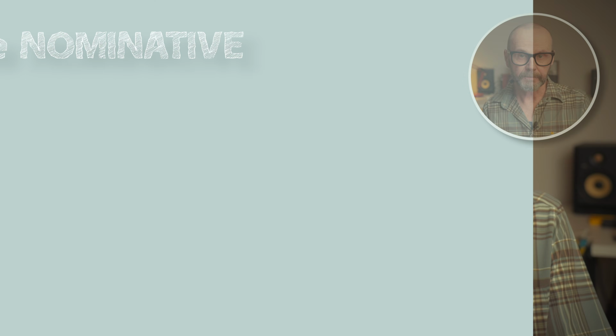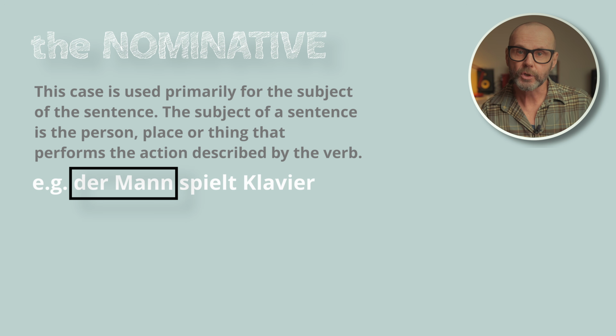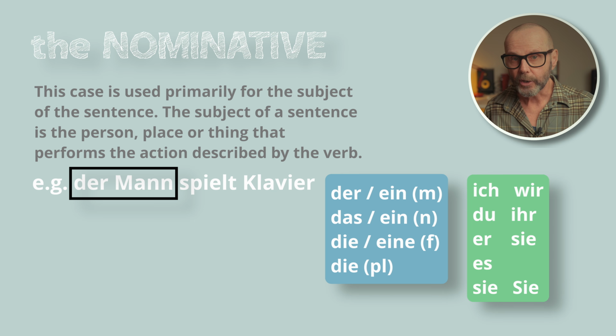Here's a bit of a summary. As we've said, the nominative case is pretty much dedicated to the subjects of our sentences. These help us to think about who's doing what the verb says they're doing. And we can recognize them because we use these articles or these pronouns.